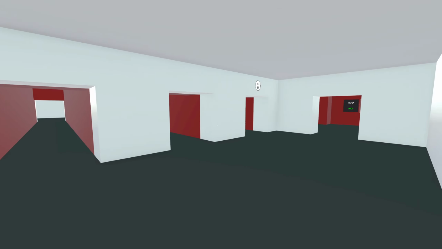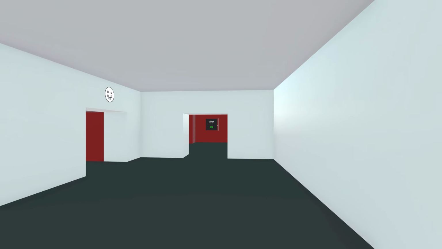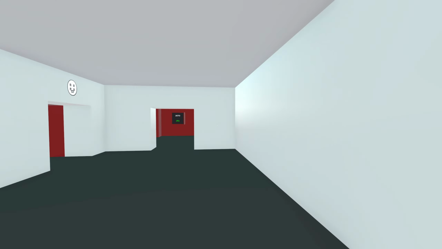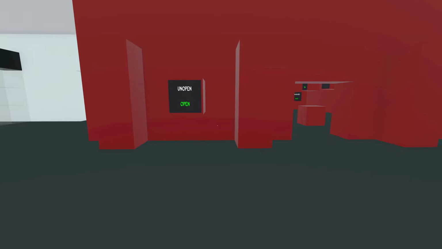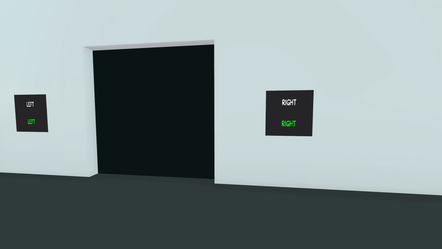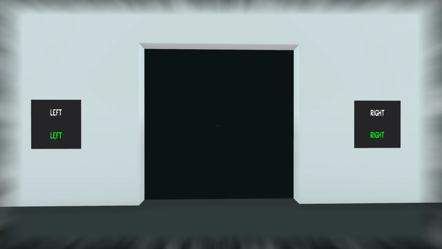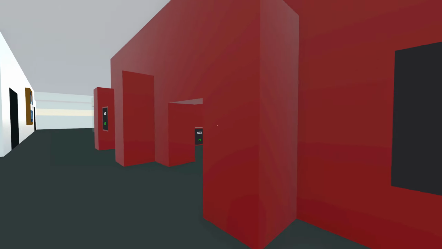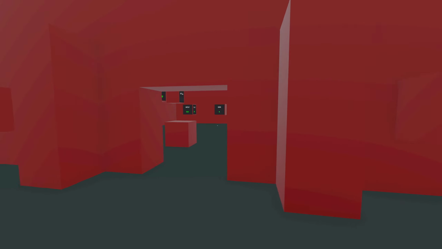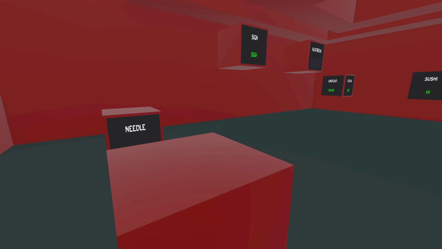So unless we go through the happy face, we just end up coming back to where we are. That says unopen open, and it would always say unopen open. Sure. Right, left, center. In here, red boxes.